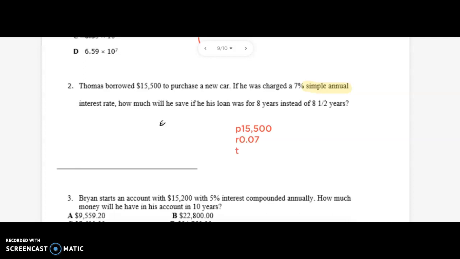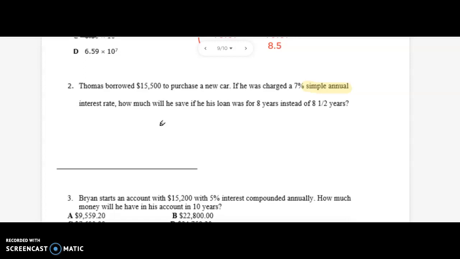The time is going to be 8 years. And then I'm going to do the second one next to this. The P is still 15,500. The rate is still going to be 0.07. And then here our time is going to be 8.5. Okay? So there are our two comparisons, because the question is, how much will he save if it's for 8 years instead of 8.5? All right, and I'm moving it up to number 1 just so I can have space to work.